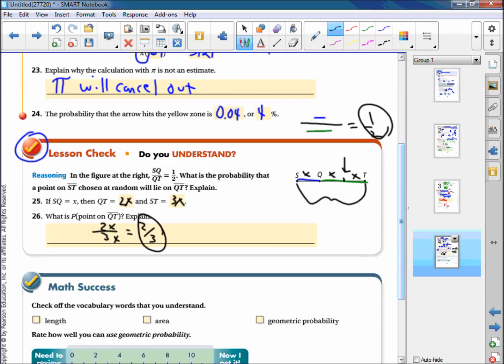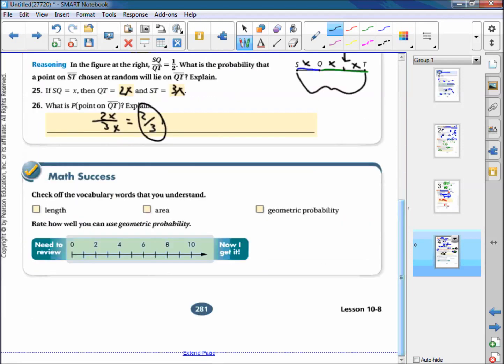Okay. All right, that concludes our lesson for today. Check off the vocabulary words that you understand. So hopefully you know length and area. We've been working with those for quite a long time. And then geometric probability, you might not have done a lot of probability in grade school, the way that you guys skipped around to get here in 8th grade. So just be careful. Remember, it's the things you want over the total things that can happen.